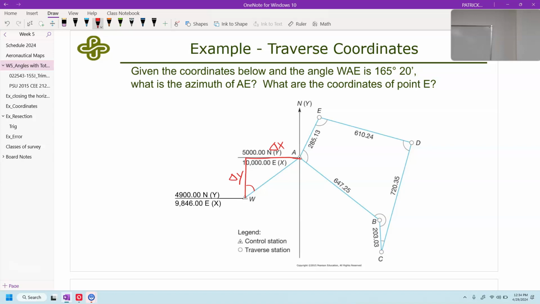We set our instrument up here at station A. We did a backsight to station W. Then we turned the angle to station E. That angle was 165 degrees, 20 minutes. So we want to know, what is the azimuth of AE? Once we know that, we already know the coordinates of point A, 5,000 north and 10,000 east. We're then going to calculate the coordinates of E.